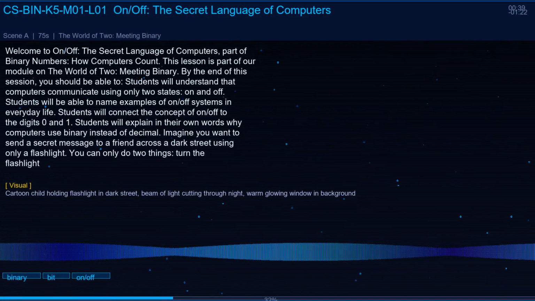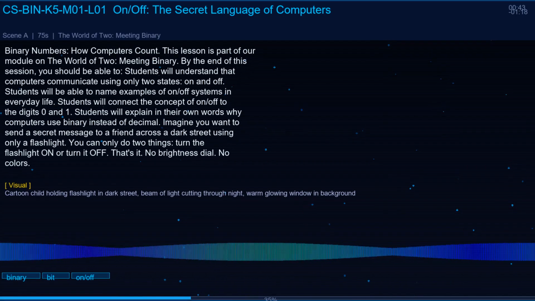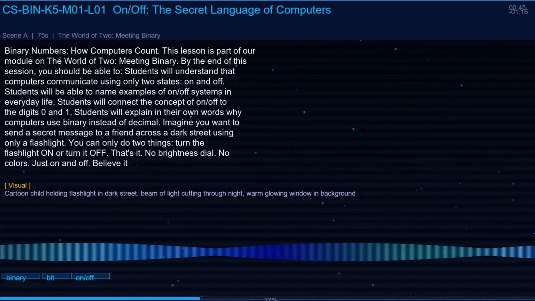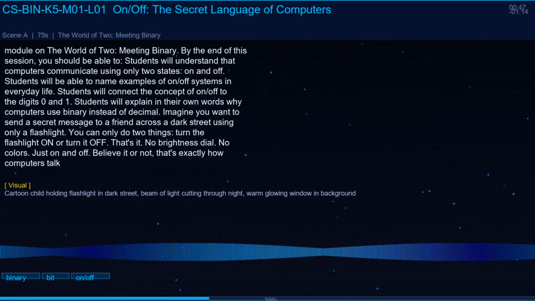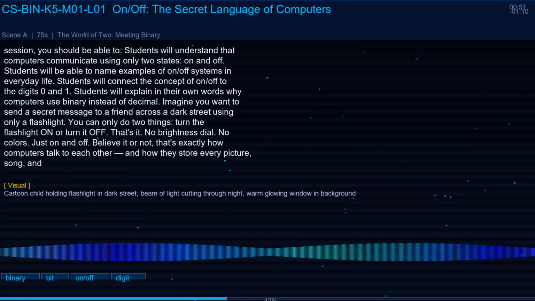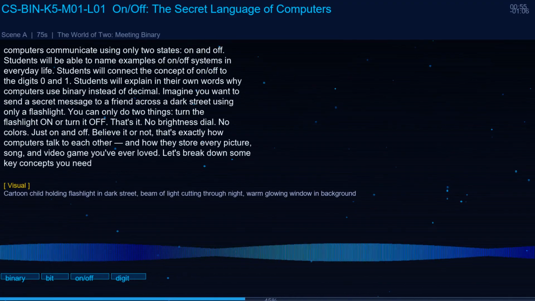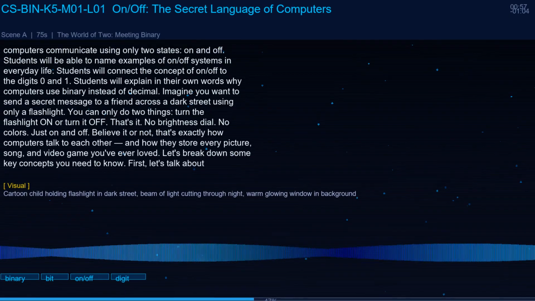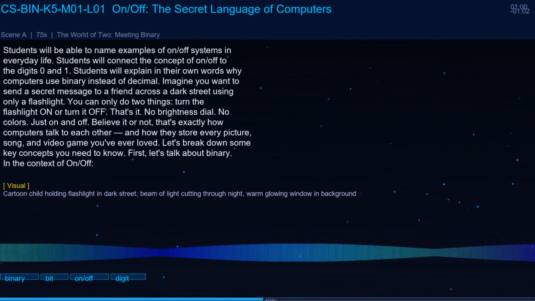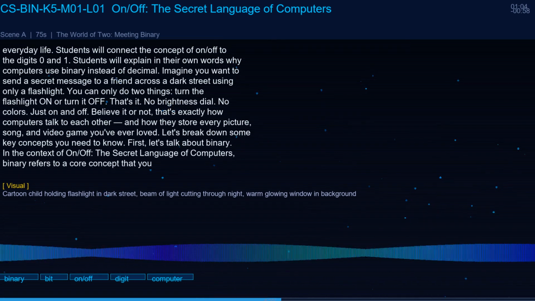Imagine you want to send a secret message to a friend across a dark street using only a flashlight. You can only do two things: turn the flashlight on or turn it off. That's it. No brightness dial. No colors. Just on and off. Believe it or not, that's exactly how computers talk to each other and how they store every picture, song, and video game you've ever loved.